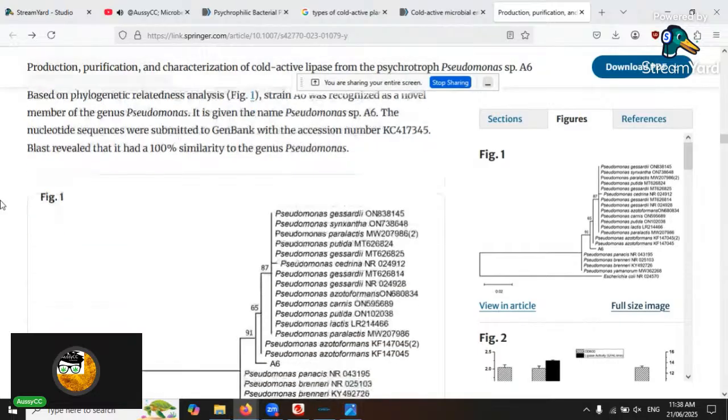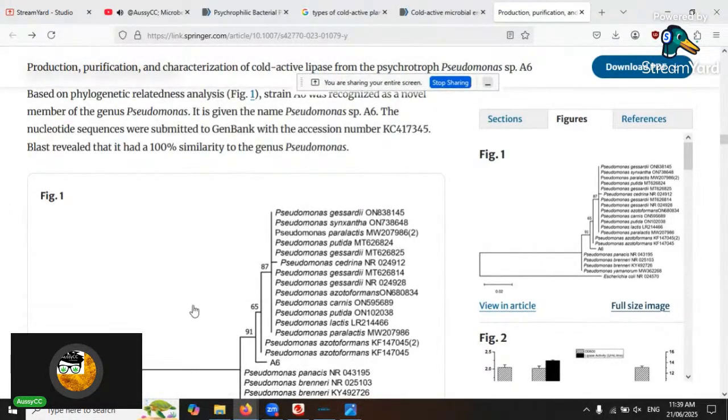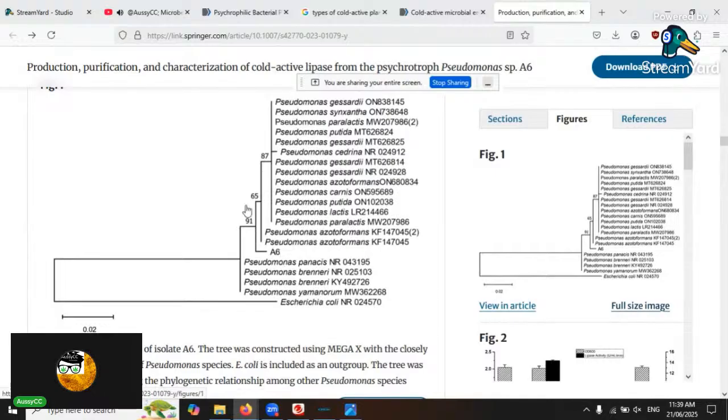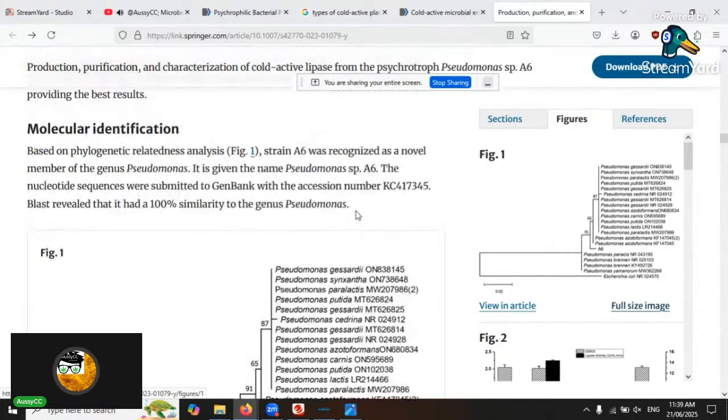A6 Pseudomonas. You got it. Oh wow! See down here, it shows the Pseudomonas A6, and then it shows all of them in A6, which is all these. Wowee. Blast revealed that it had 100% similarity to the genus Pseudomonas. There you go.